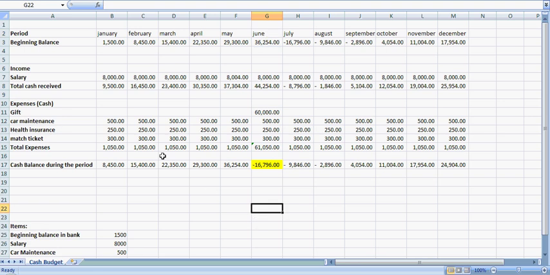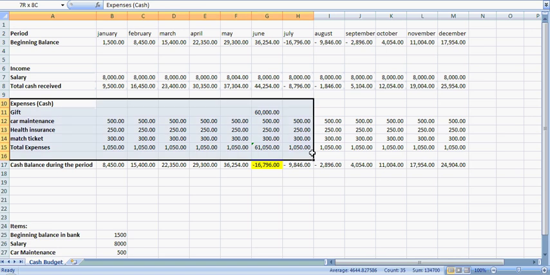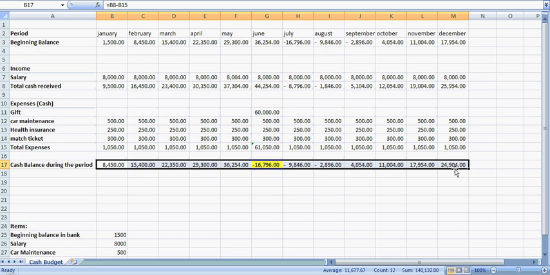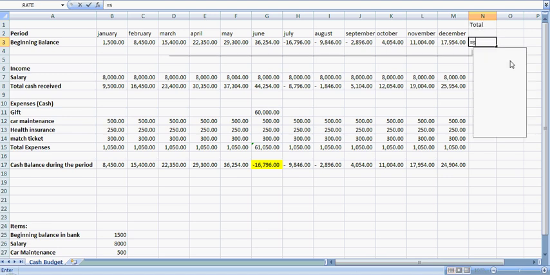In general, this is how a cash budget is made. We have the period, the balances at the beginning of each month. Here we should state the income, all types, all sources of income we have in cash, and here we should state all the expenses we have in cash as well. And here we should state how much money we have. If you would like to see the whole total, we could simply do it like this for the whole year.